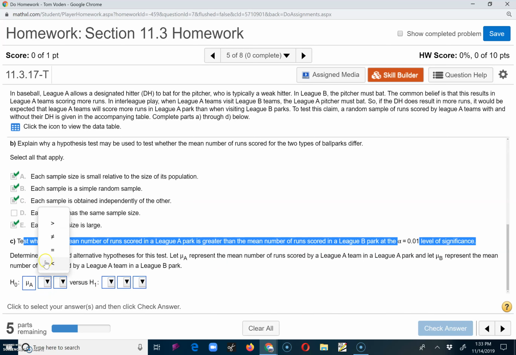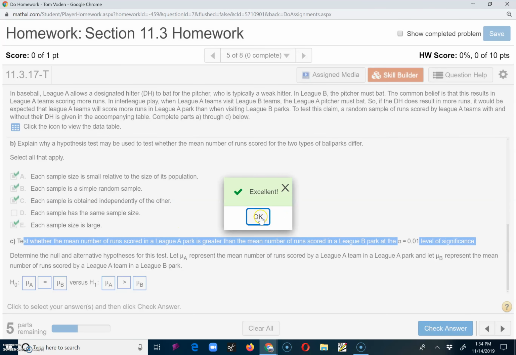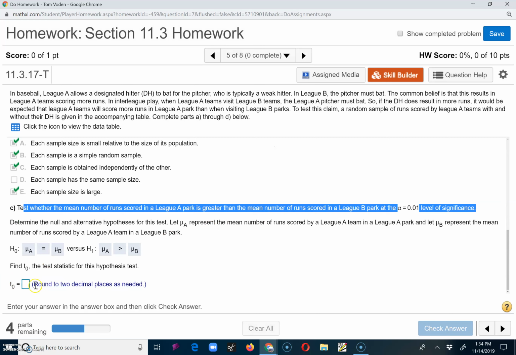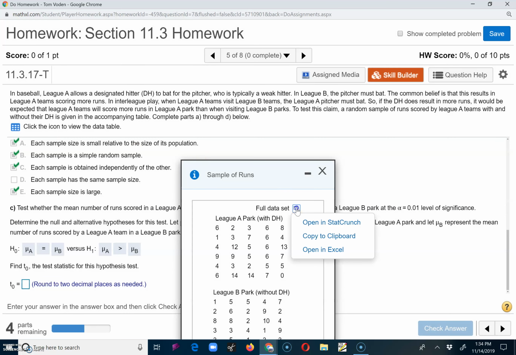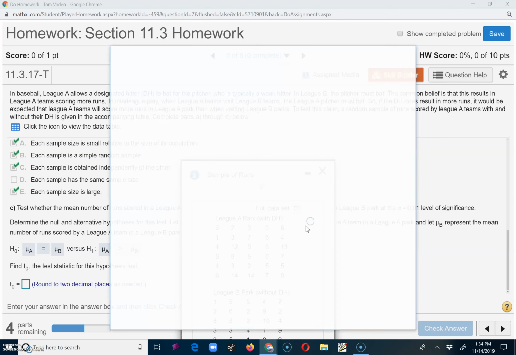So I'm going to go ahead and enter the null, that the two are equal. And then the alternative is that A is greater than B. And so that gives me a setup for the test. Now I'm asked to find the test statistic. What I'm going to do is pull up StatCrunch and let StatCrunch do all the work for me in this case, rather than using Excel.